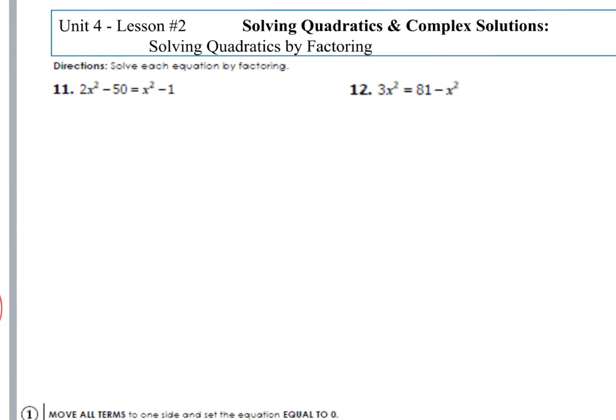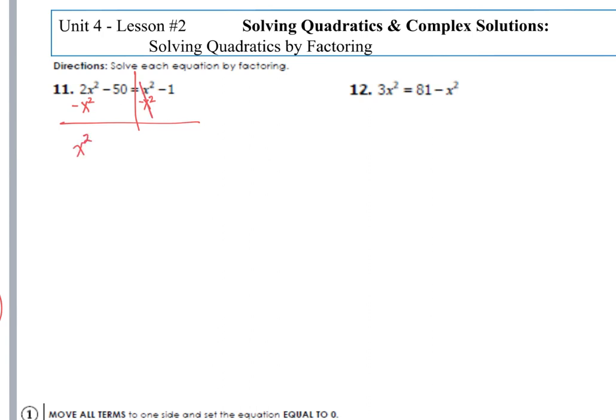Okay, on number 11, we have 2x squared minus 50 equals x squared minus 1. So this equation is not set equal to 0 yet, so that's our first job. Okay, here's my equal sign. I'm moving everything from the right side to the left side of the equation. So I'm going to subtract x squared, and it matches up when I subtract it with the 2x squared. And we're going to get 2x squared minus x squared is just 1x squared.